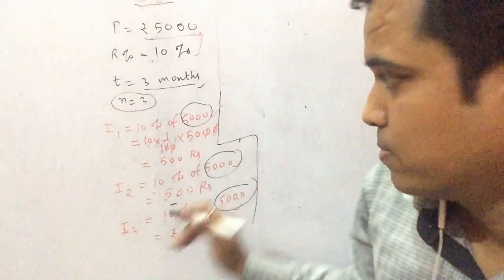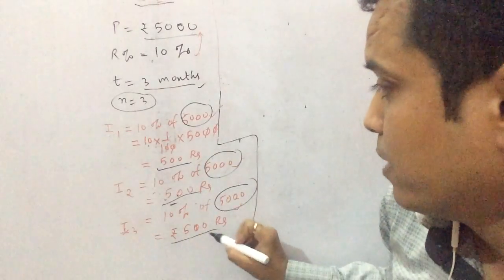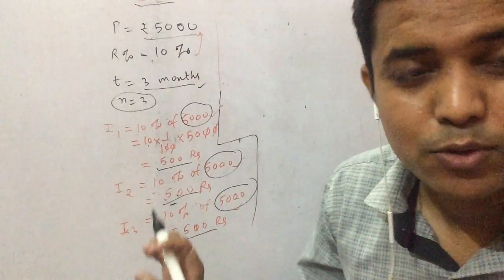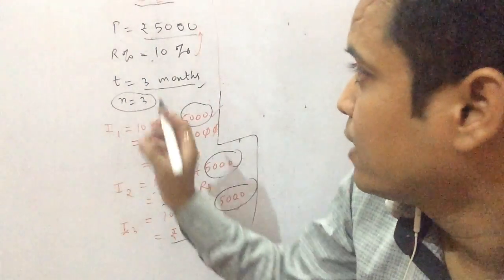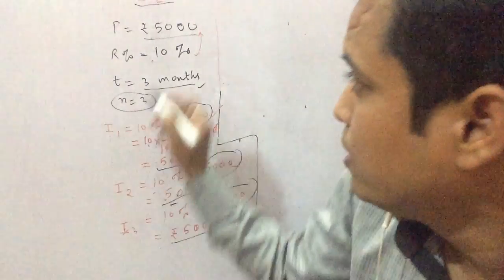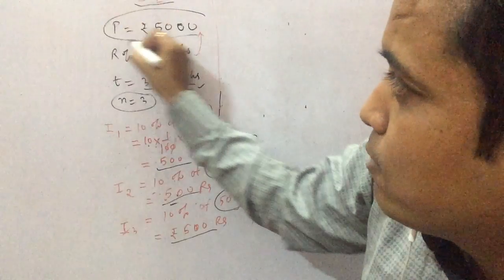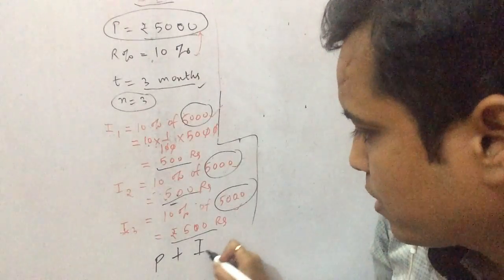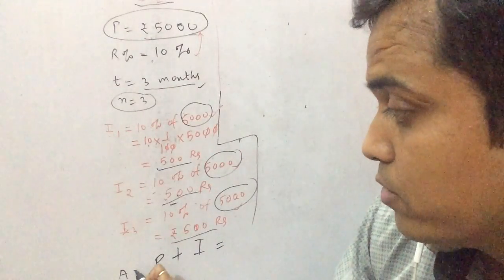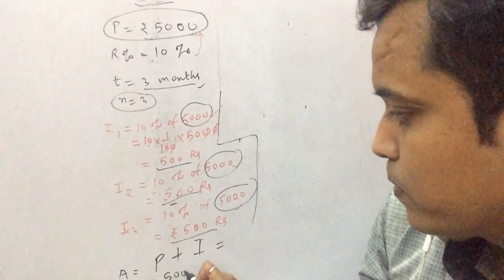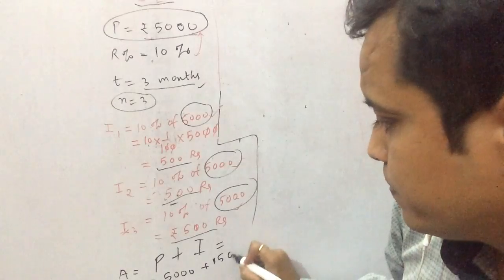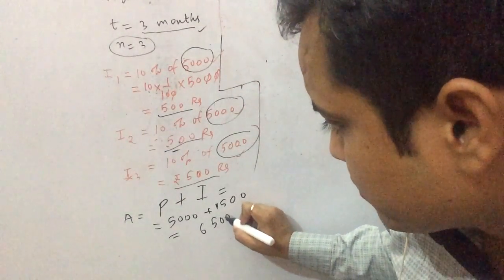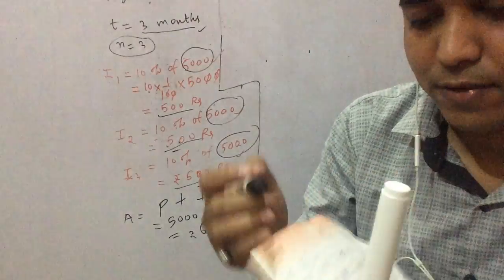So if you calculate all the interest, 500 plus 500 plus 500, the total interest for 3 months would be 1,500. So what amount will you get after 3 months? It would be your principal, which is 5,000, plus the interest 1,500, the principal plus interest. Principal is 5,000 plus interest 1,500, so it would be 6,500.